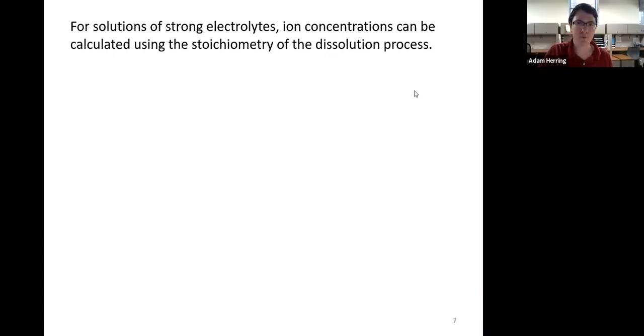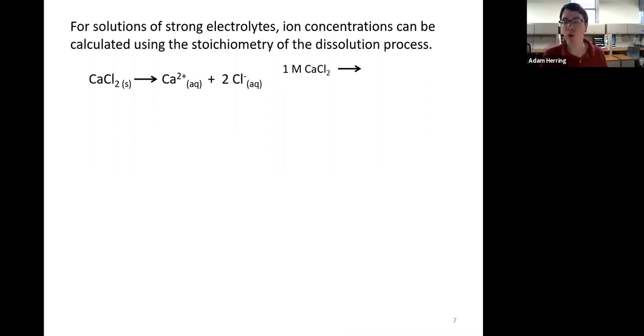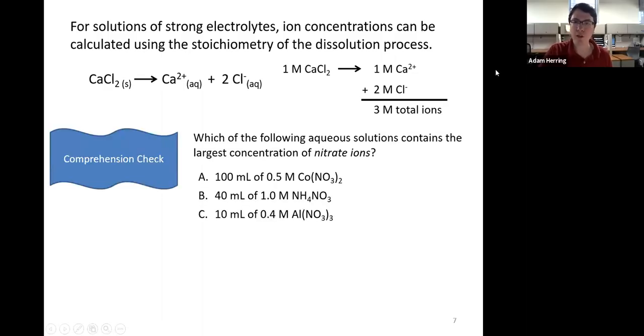For example, let's say that we dissolve calcium chloride in water. It's going to dissociate into its ions, which is 1 calcium ion and 2 chloride ions. Therefore, if we had 1 molar concentration of calcium chloride, its ion concentrations would be the sum of the individual ions after it's dissociated. So then we'd have a total of 3 molar of ions. All right, let's have you practice now. Which of the following aqueous solutions would contain the largest concentration of nitrate ions? Pause the video and try this on your own.